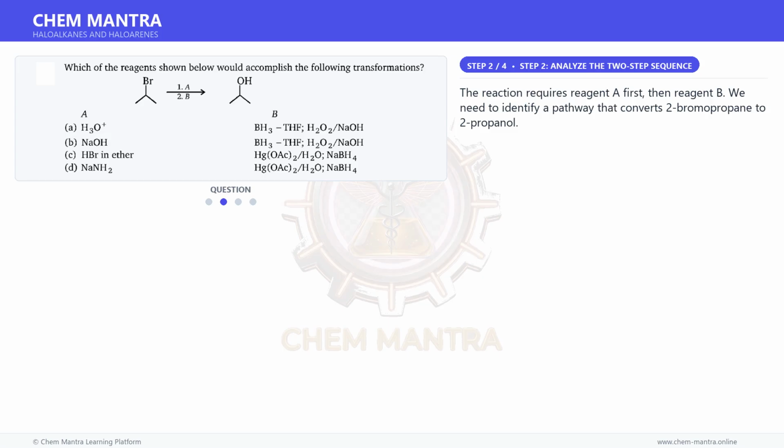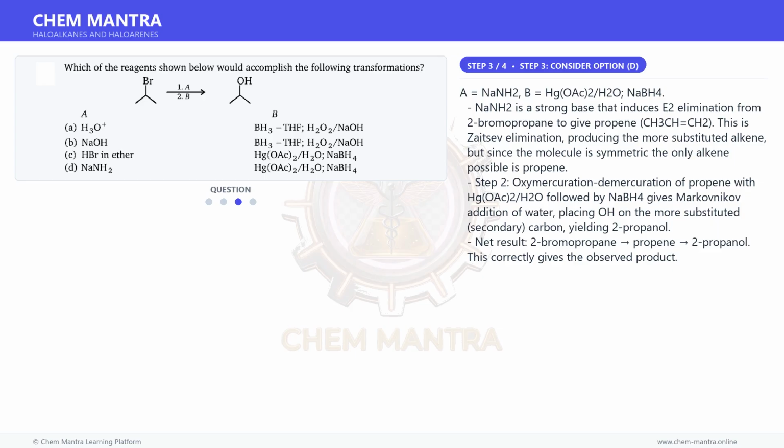Moving on to the next step. The reaction requires reagent A first, then reagent B. We need to identify a pathway that converts 2-bromopropane to 2-propanol. A is equal to NaNH2, B is equal to Hg(OAc)2, H2O, then NaBH4.